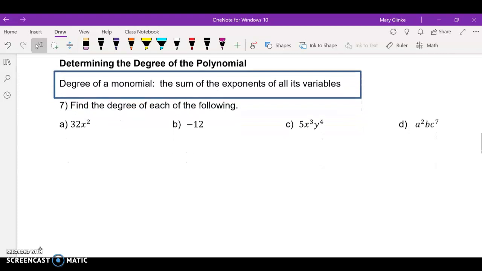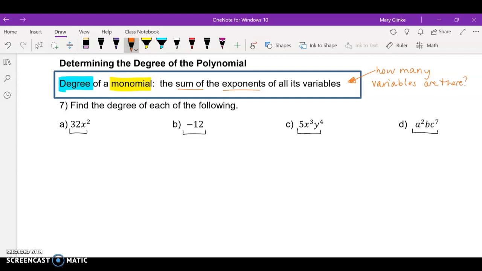So let's go ahead and take a look at monomials. So looking at each of these here, you notice each of these has one term grouped all together. There's no adding or subtracting. So each of these represents a monomial. To find the degree, we're going to take the sum of the exponents of all of its variables. What this is really saying is how many variables are there?